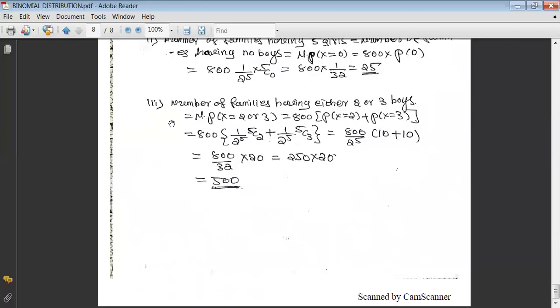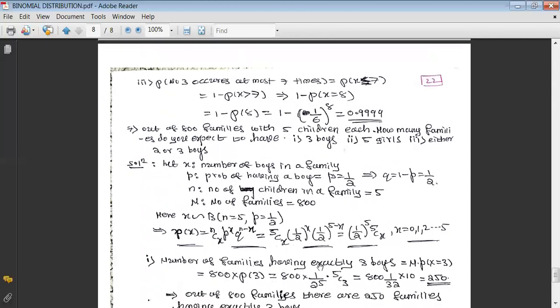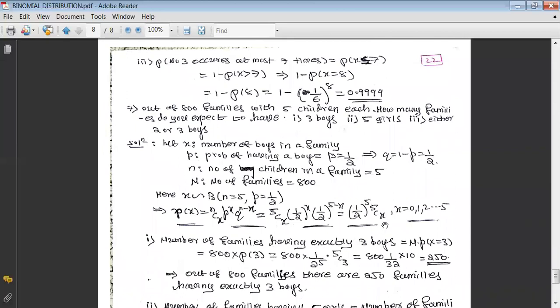The last one, number of families having either 2 or 3 boys. That means capital N into the corresponding probability, the probability of having 2 or 3 boys. That is capital N is 800, p of x equal to 2 or 3. Again this or becomes plus. That is p of x equal to 2 plus p of x equal to 3. p of x equal to 2 can be written as p of 2 and this one is p of 3. And we can take x equal to 2 and x equal to 3 in this probability function.